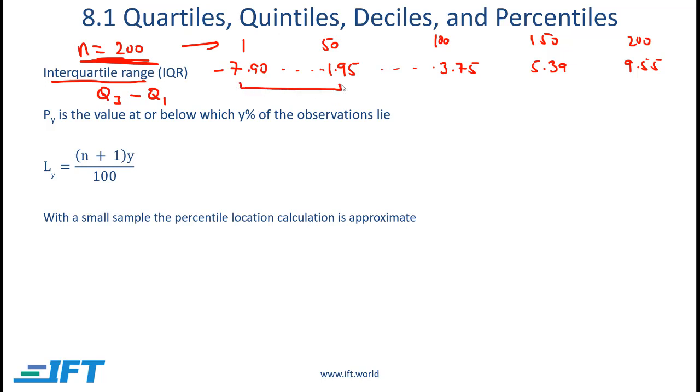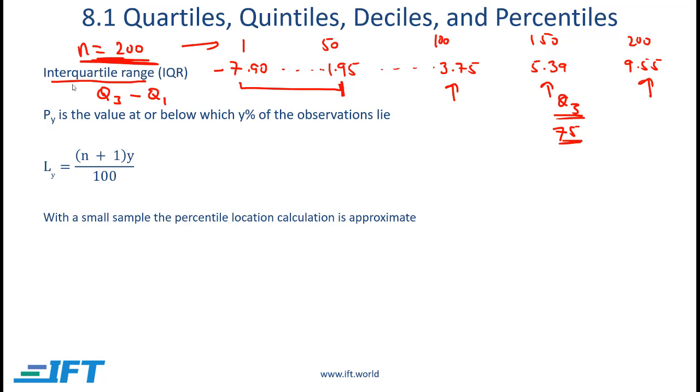The upper end of the first quartile is this value, 1.95. We can also say that this is the 25th percentile. Then this is the upper end of the second quartile. We can also say that this is the 50th percentile. This is the upper end of the third quartile, which is also the 75th percentile. And then this is the end of the fourth quarter.